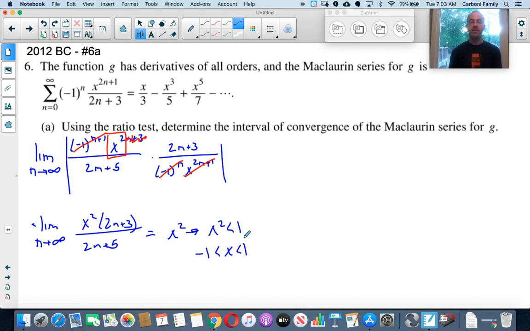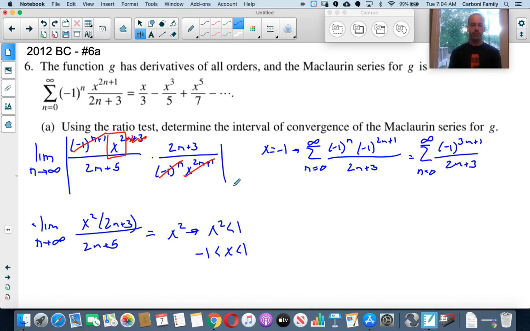Now we only have to test those endpoints. So let me set up the series to test the endpoints. And here's the first one. When x is equal to -1, I plug that in. We have -1 to the n times -1 to the 2n plus 1. You can add those exponents. You have 3n plus 1. And 3n plus 1, we're trying to determine, will that alternate still, or will that be always even or always odd? And so let's see.